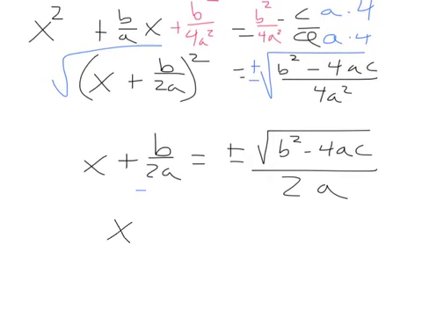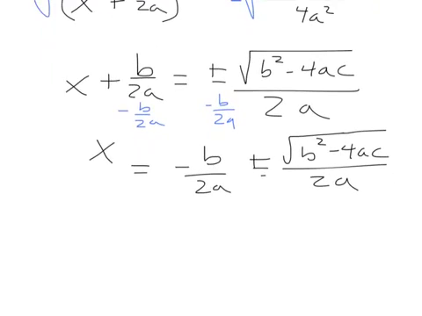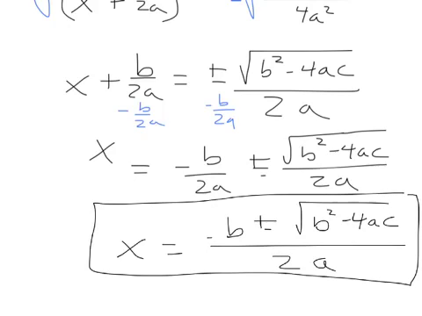We are going to subtract b over 2a from both sides. So we end up with x equals negative b over 2a plus or minus the square root of b squared minus 4ac all over 2a. Well, those are common denominators already. So we can just write this as x equals negative b plus or minus the square root of b squared minus 4ac all over the same denominator, 2a. And you should recognize that as the quadratic formula, and that's how you prove it.